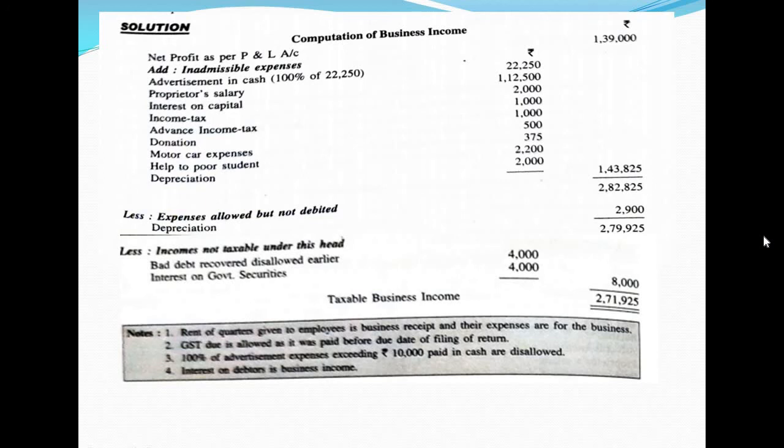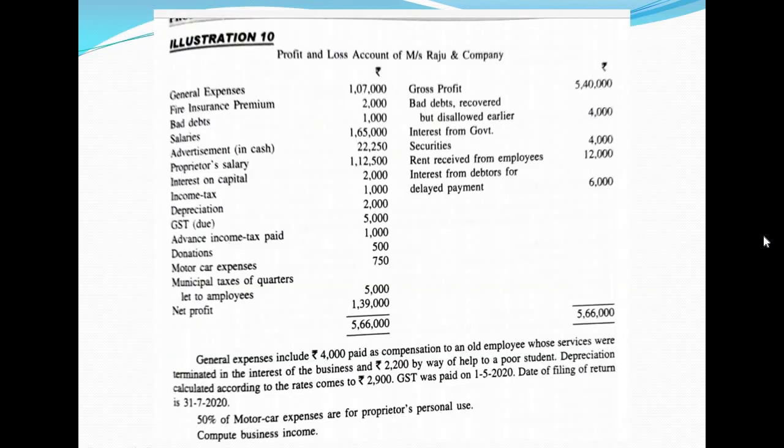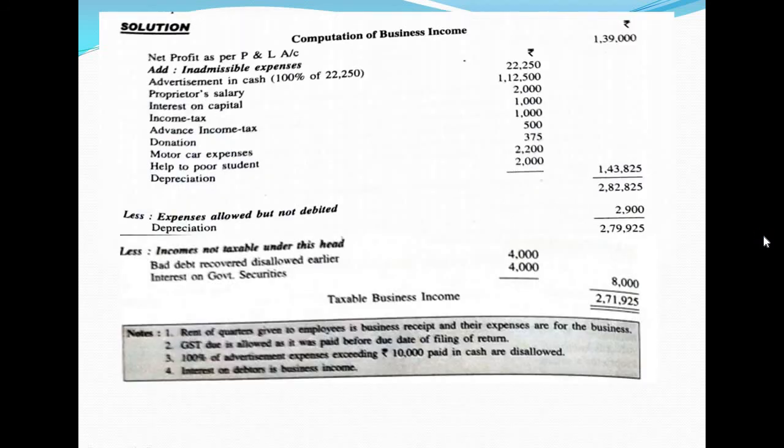2,71,925. You can see from the note here, rent of quarters given to employees is a business receipt. So their expenses are for the business, and it will be an allowable expense. Then the GST: if you look at the problem, the GST which is due is rupees 5,000. This GST has been paid before the due date. So if it has been paid before the due date, it will be an allowable expense.